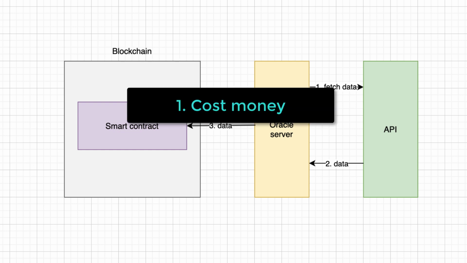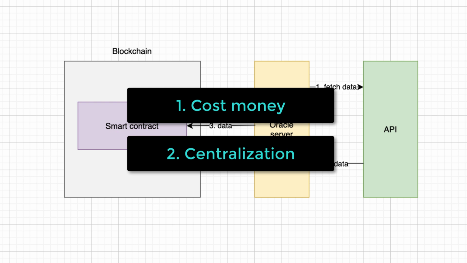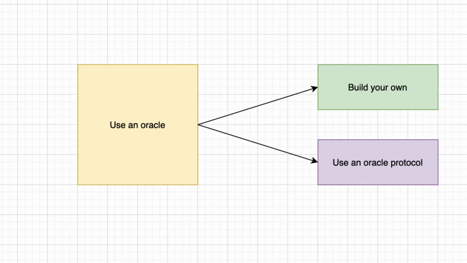It costs money to use an oracle since we need to run a server and send transactions. And this is a centralized solution since we need to trust that the oracle server is honest. If you want to use an oracle in your project, you have two choices. You can either build your own oracle or you can use an oracle protocol.